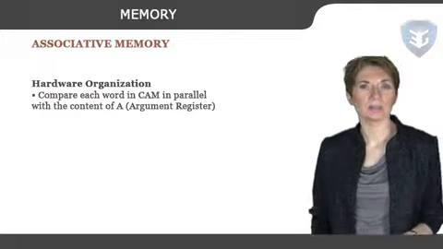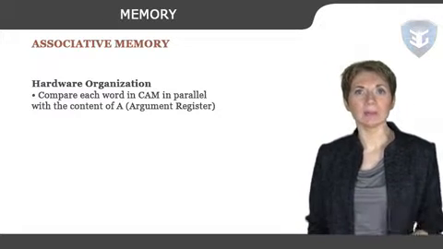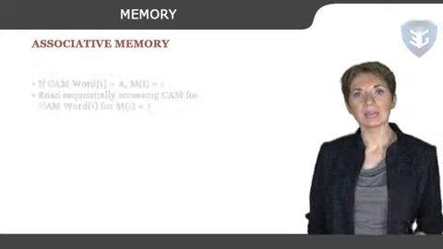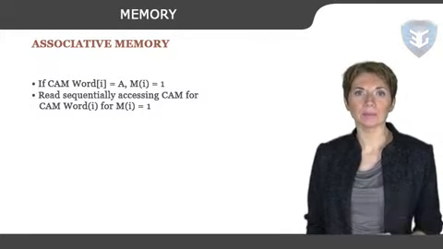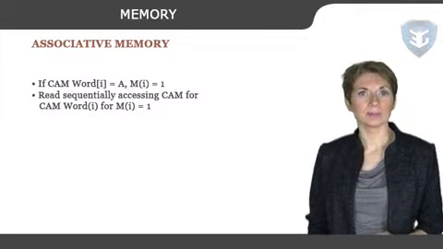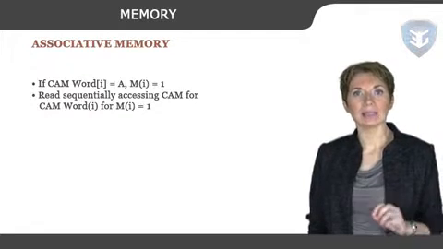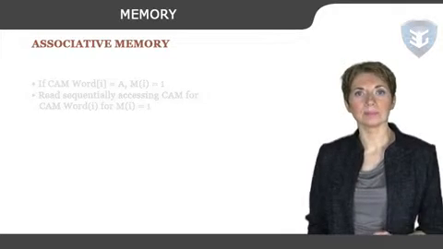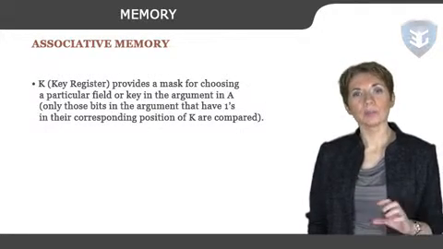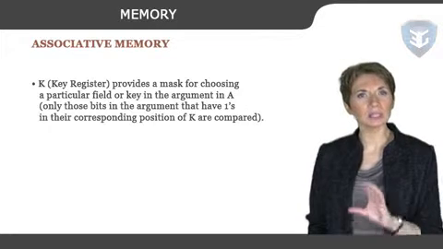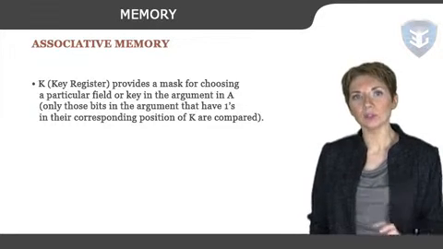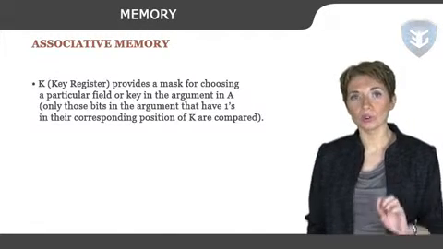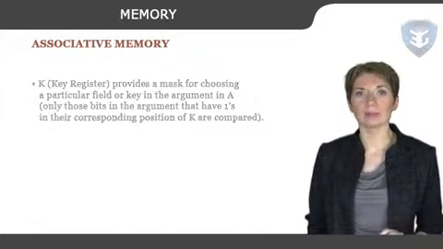Hardware organization. Compare each word in CAM in parallel with the content of A, argument register. If CAM word I equals A, MI equals 1. Read sequentially accessing CAM for CAM word I for MI equals 1. K, key register, provides a mask for choosing a particular field or key in the argument in A. Only those bits in the argument that have 1s in their corresponding position of K are compared.